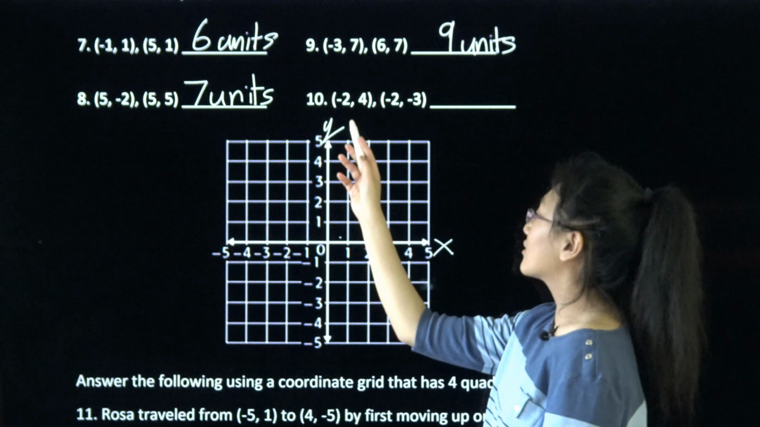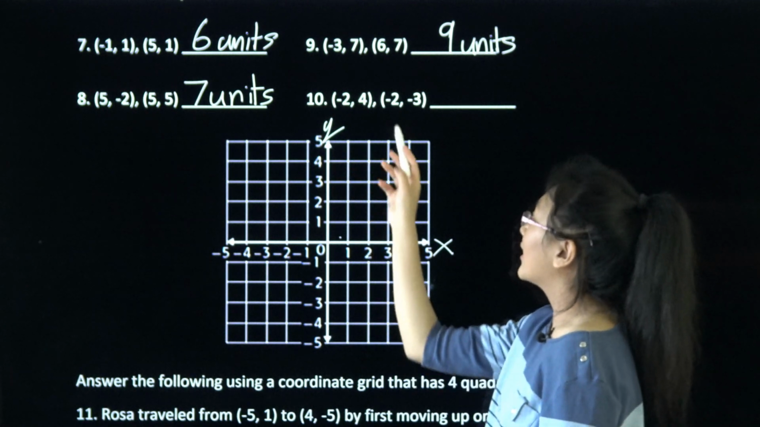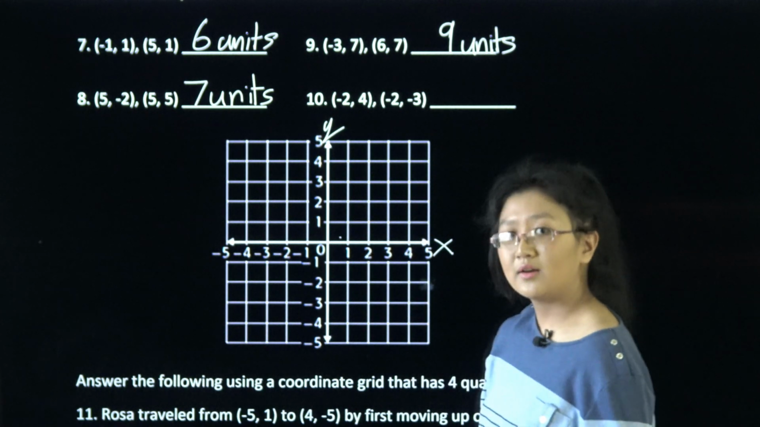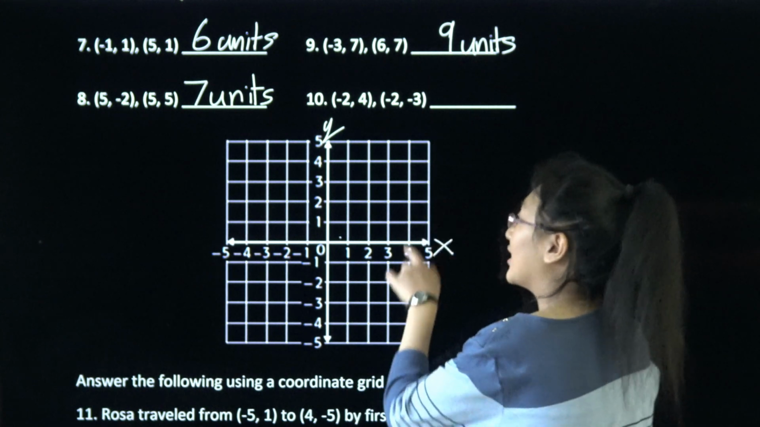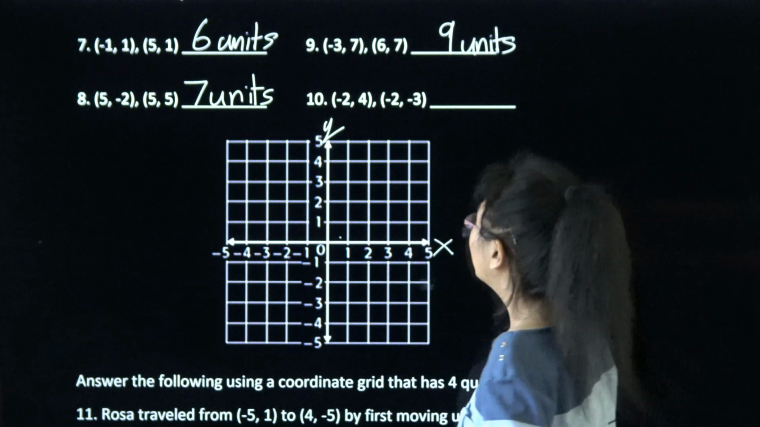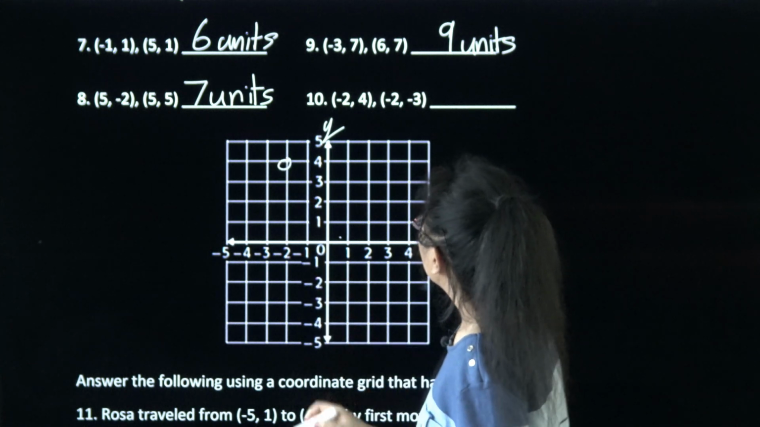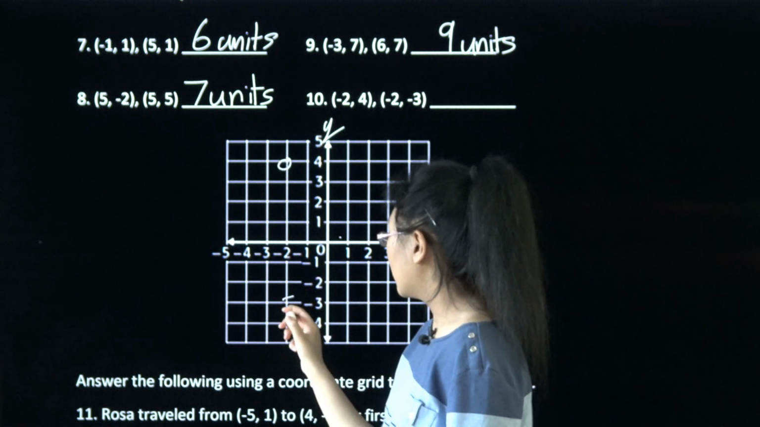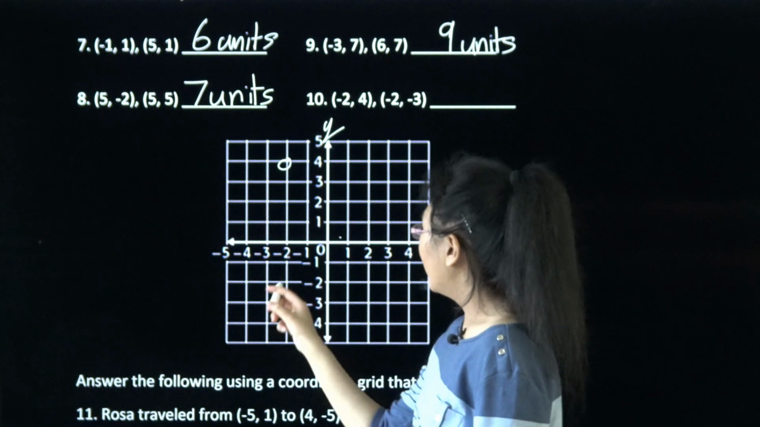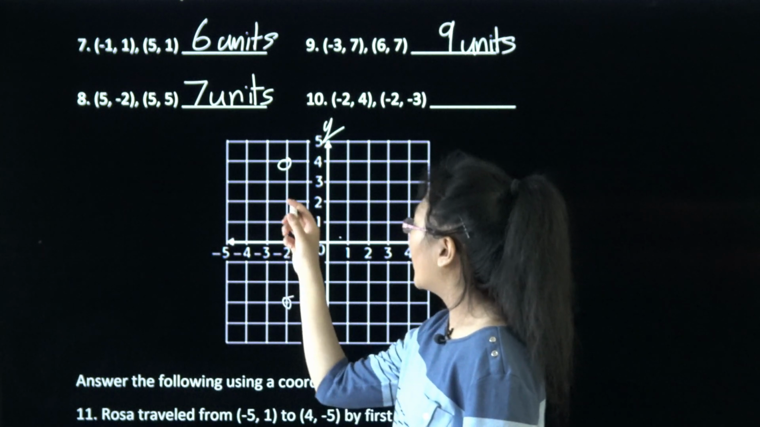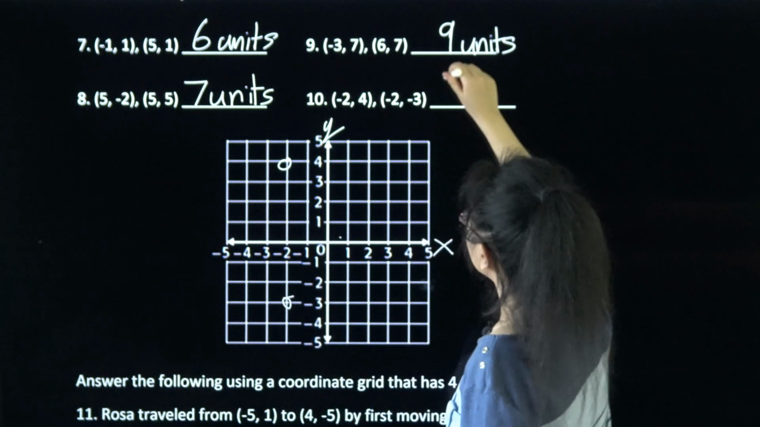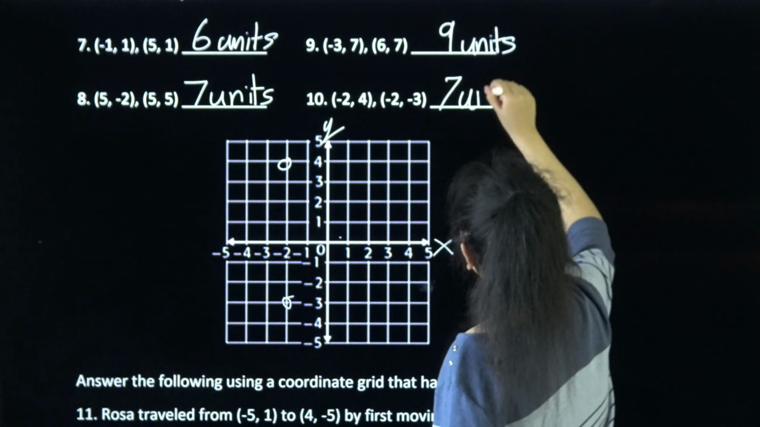Question number 10 asks for negative 2, 4, and negative 2, negative 3. And again, the x values are the same, so this will be a vertical line. Negative 2, 4 is here, and negative 2, negative 3 is here. 1, 2, 3, 4, 5, 6, 7. 7 units.